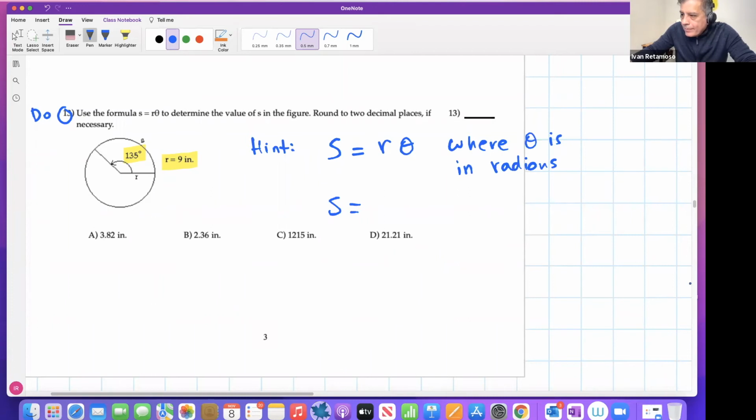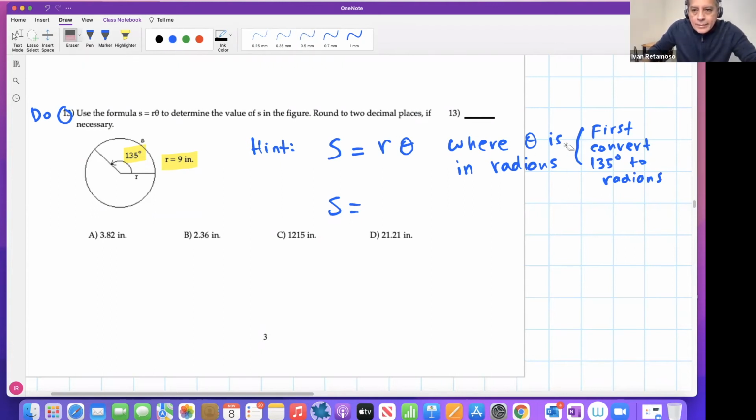Try to remember this when you do your homework, a bunch of questions that are associated to finding the arc length, the length of the arcs associated to the angles. Extra hint here. First, convert 135 degrees to radians, because the formula works when the angle is in radians. So you have to do this conversion first. Okay, guys, let's do it together so we can move on to more applications.